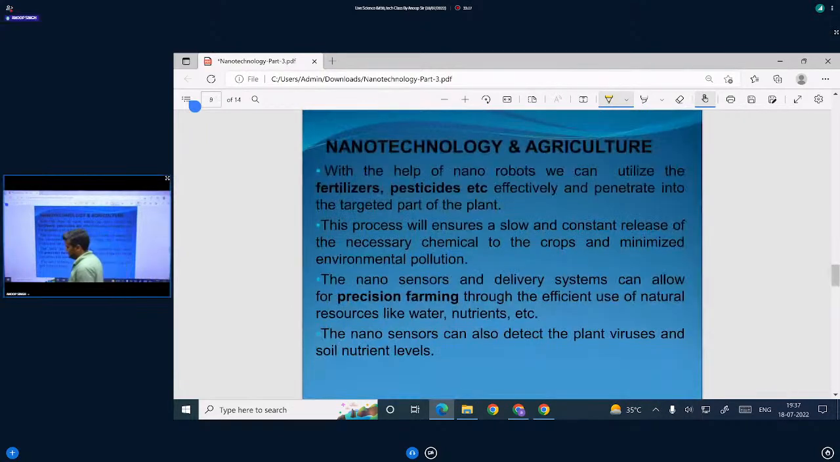Now we will see how nanotechnology is helpful in the agriculture area.